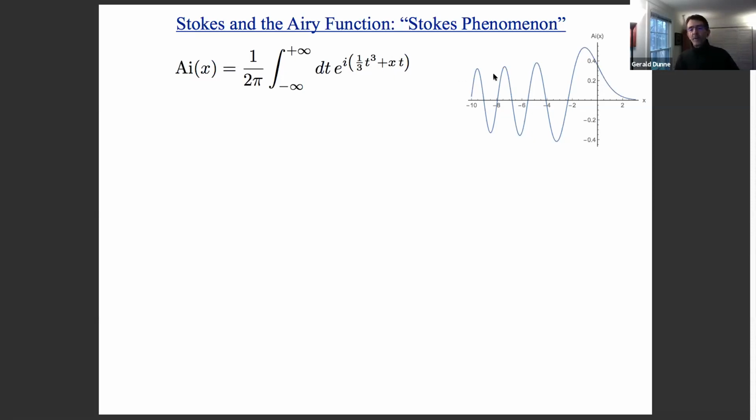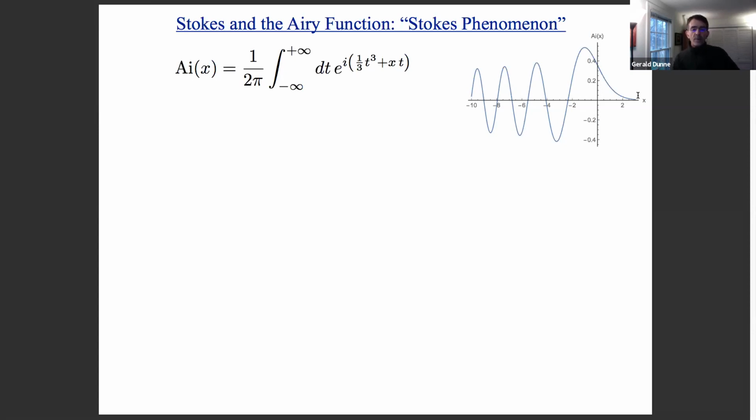And what's interesting about the Airy function, of course, is that when x is positive, it has an exponential decay, but when x is negative, it has an oscillatory behavior. And Stokes was the first to understand that this change from an oscillatory to an exponentially decaying behavior was due to a change in the dominance of different saddle points in this integral. And of course, this integral being highly oscillatory cannot be evaluated in any efficient way by doing the integral along the t-axis. For example, Monte Carlo would fail dismally at trying to evaluate this integral.